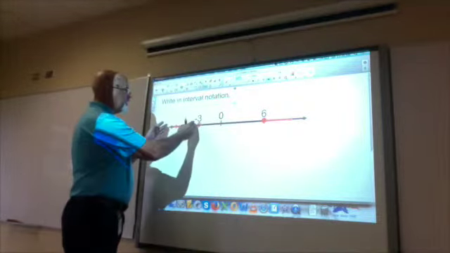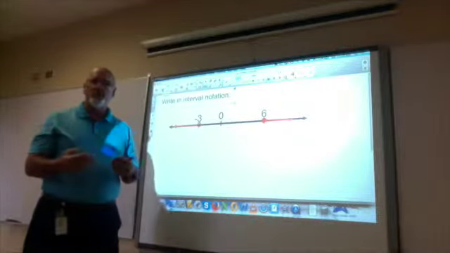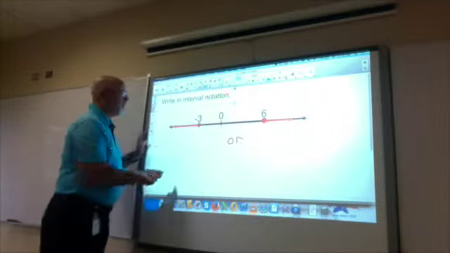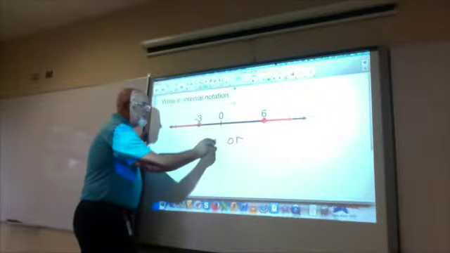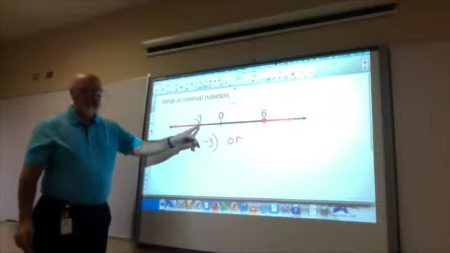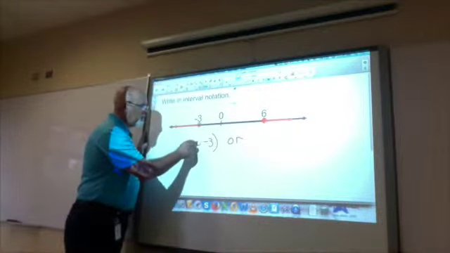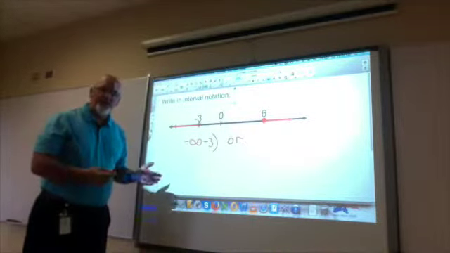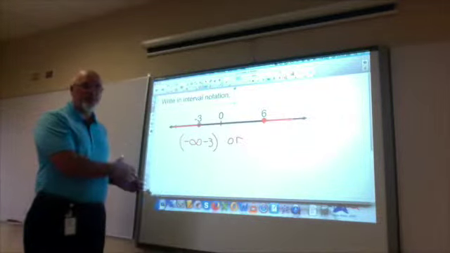On this one, we've got two graphs going in opposite directions. So this is a combination. That means that this is going to be an OR statement. This is less than -3. So that means we're going to put our -3 over here with a parentheses because it does not include the -3. Where does it go to? Well, it goes to -infinity. And we can never get to infinity, so we put a parenthesis there to indicate that you can't reach infinity.